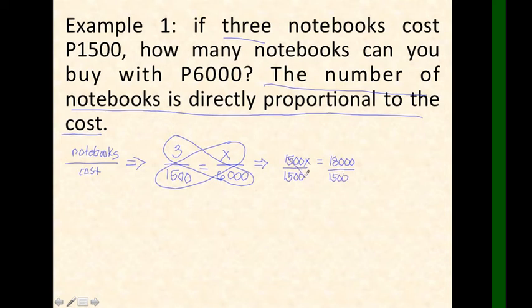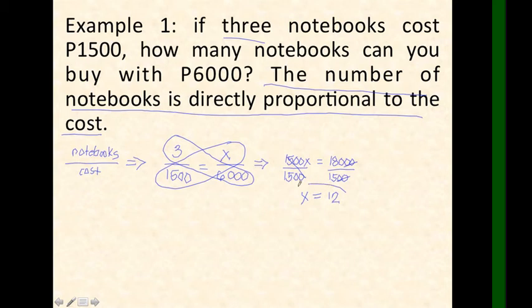Then cancel this. We can also cancel 2 zeros here para mas lumit yung number. So we will just divide 180 divided by 15. So we have 180 divided by 15. So what is your answer? So we have, dito natira is x. Then 180 divided by 15 is equal to 12.